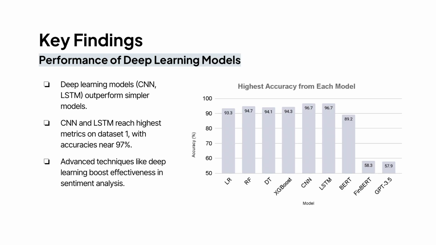Advanced models such as Random Forest, XGBoost, CNN, and LSTMs demonstrated superior performance, particularly CNNs and LSTMs, which achieved nearly 97% accuracy on dataset 1. This highlights the advantage of using deep learning architectures that can intricately model the non-linear and sequential dynamics present in text data, leading to significant improvements in predictive accuracy.